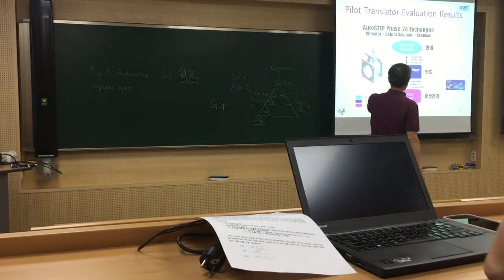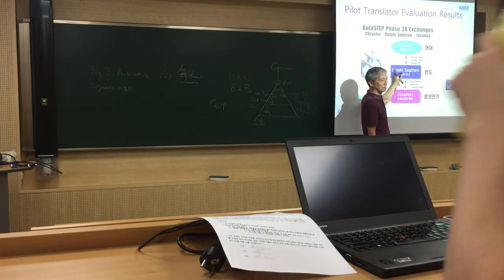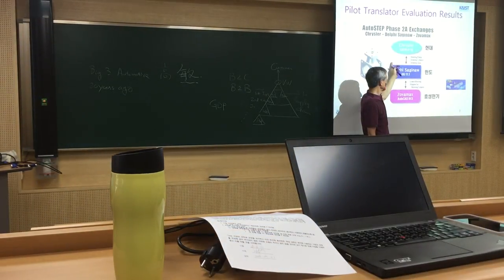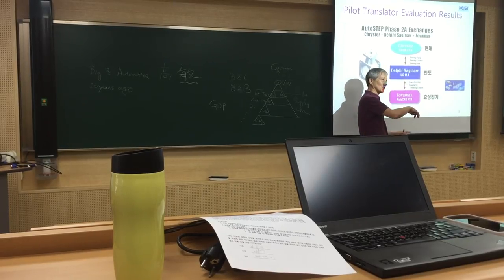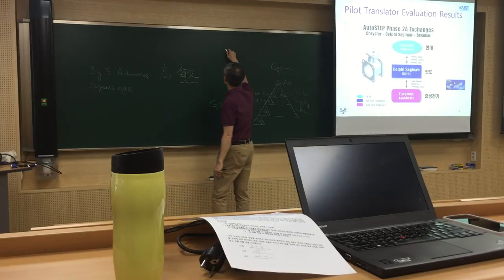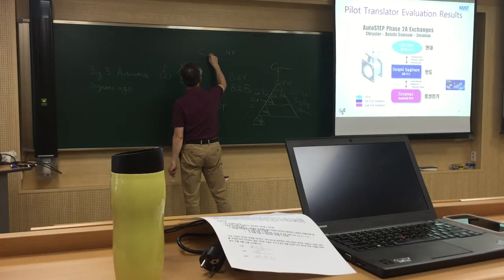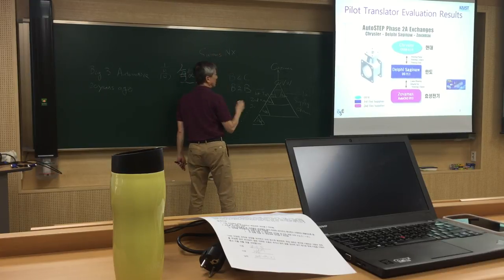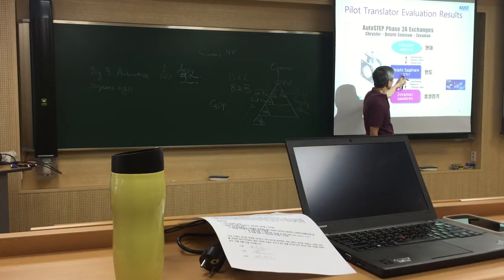Unigraphics was originally a subsidiary company of Delphi, and Delphi is a subsidiary company of GM. So this was developed by GM, but now this company is sold to Siemens Germany. Siemens NX. Now they changed. Unigraphics, that was the name. But because this company is owned by GM, they use this.